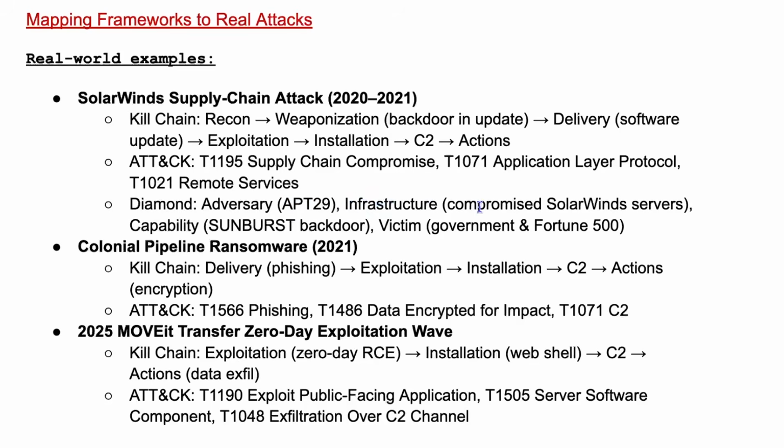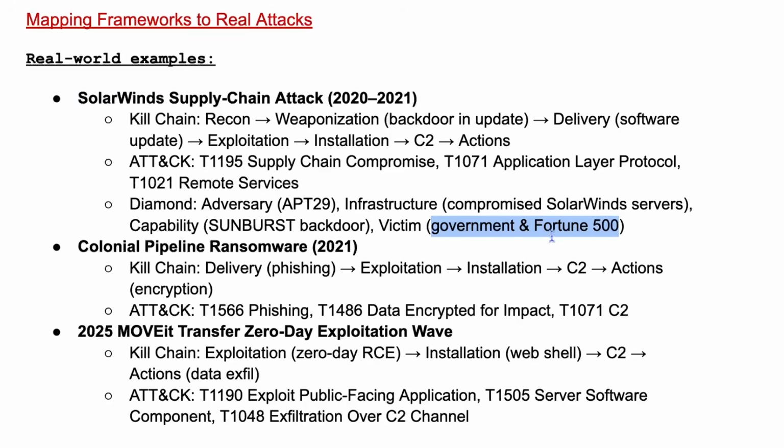The infrastructure was the compromised SolarWinds server. The capability was the Sunburst backdoor, which was used to actually establish the backdoor inside of the update. And the victim was government and Fortune 500 companies. So again, SolarWinds, I'm telling you, it's a very big name when it comes down to security and monitoring and things like that. And the government and Fortune 500 companies use them.